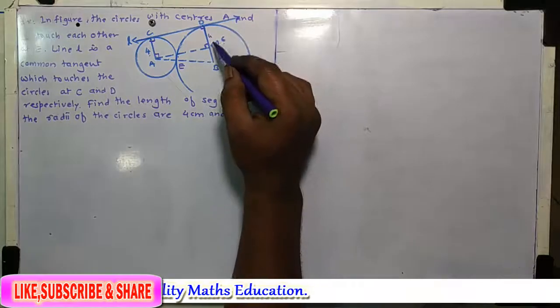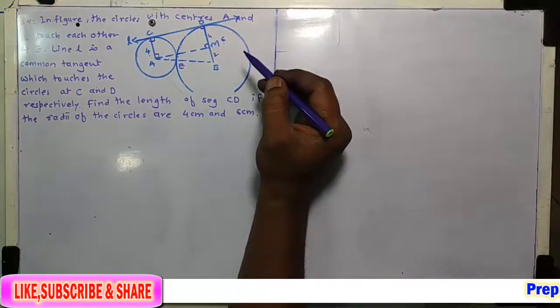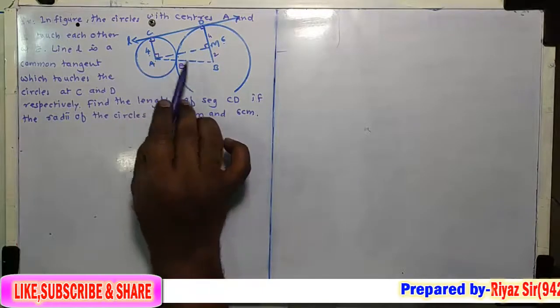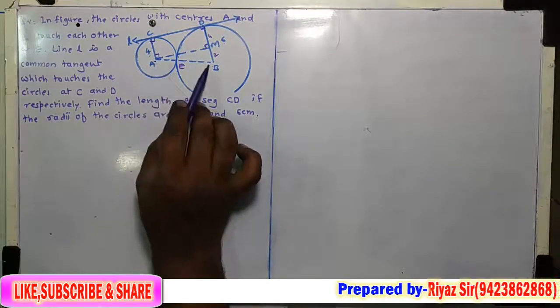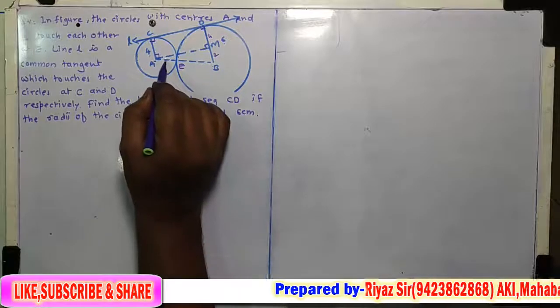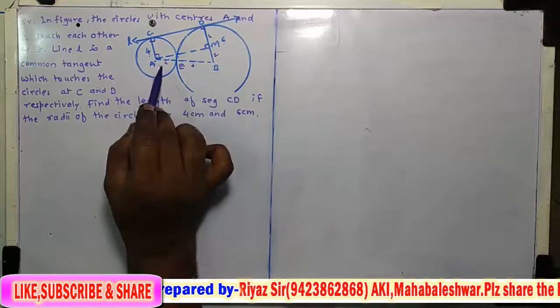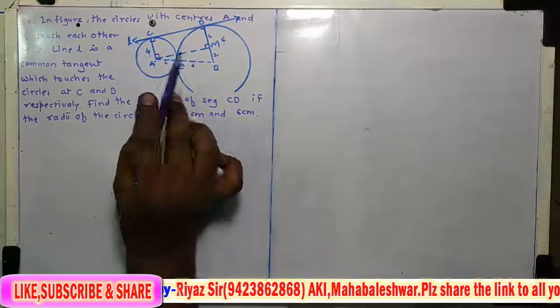Then what will be the BM? It will be 2. And now since the two circles touching externally, therefore distance between their centers is equal to sum of the radii. Now this radius is 4, this radius is 6. So total AB will be 6 plus 4, that is 10. Right? यहाँ तक आ गया.